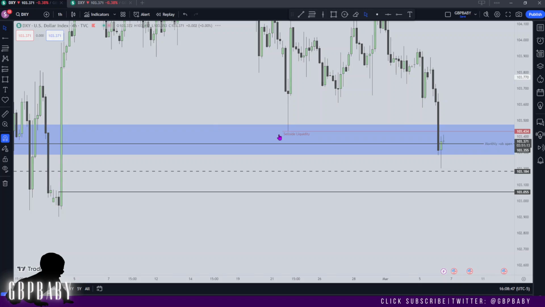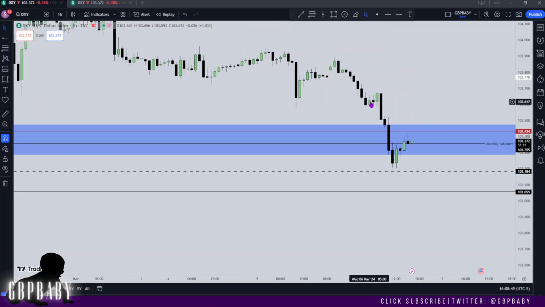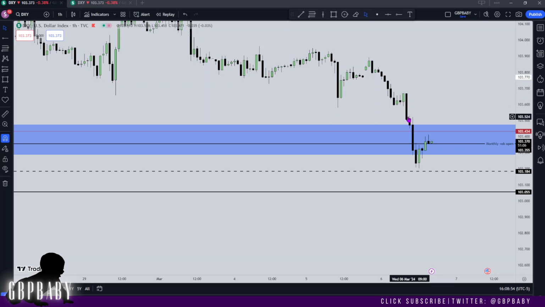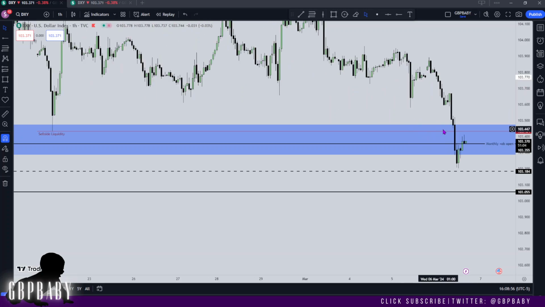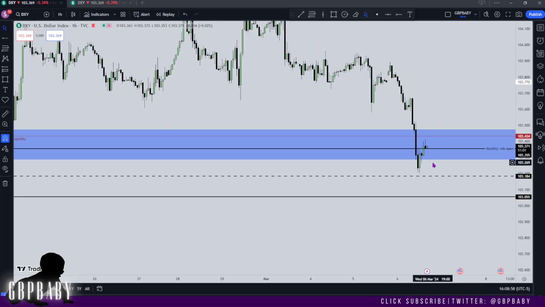So let's go to the 1 hour. Again, you can see our price made its way down. 7 o'clock we traded slightly higher, and then we broke down, running right into that implied fair value gap and monthly open.